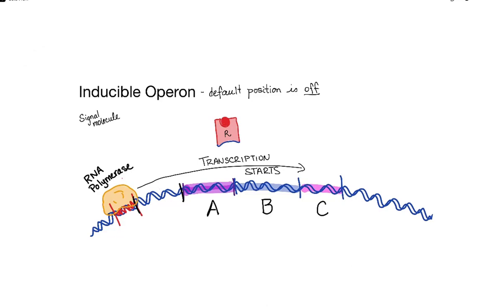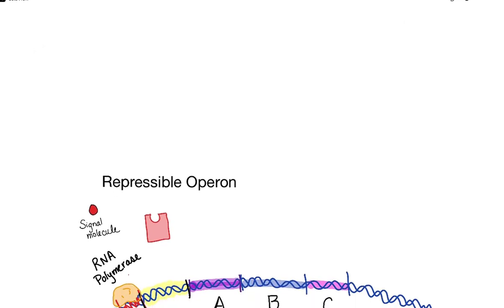So again, an inducible operon is typically not experiencing gene expression. But if an appropriate signal is given, then that signaling molecule will bind to the repressor, it detaches from the operator, and now RNA polymerase is free to start transcribing. And that will continue to happen until the repressor rebinds the operator. So that's one design. A second way that operons can be designed is where the default position is on. And these are referred to as repressible operons.